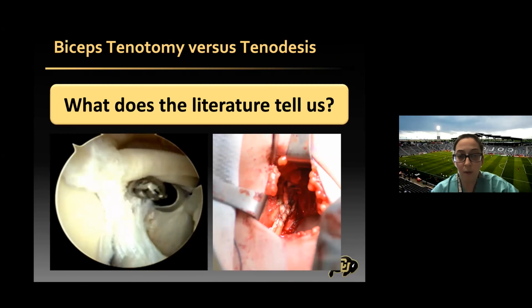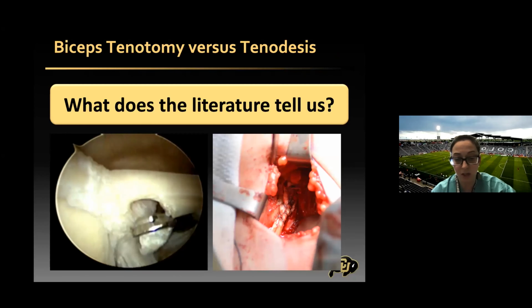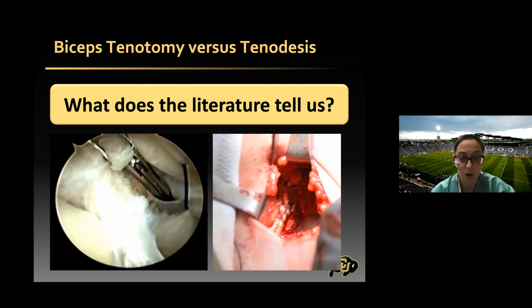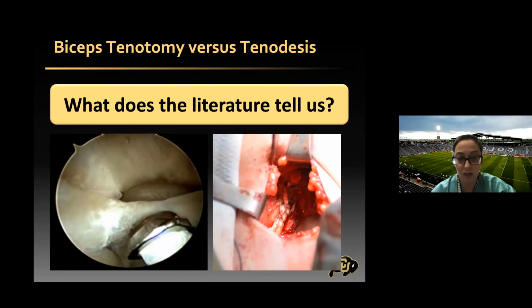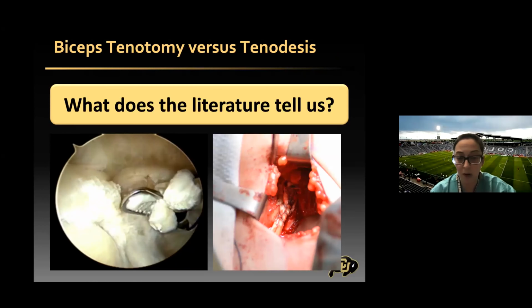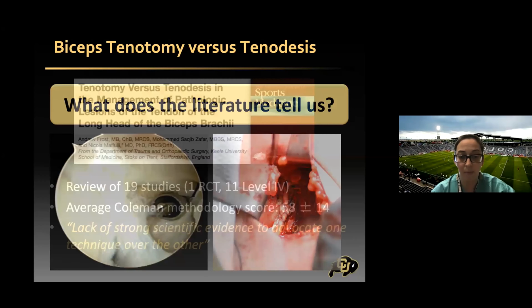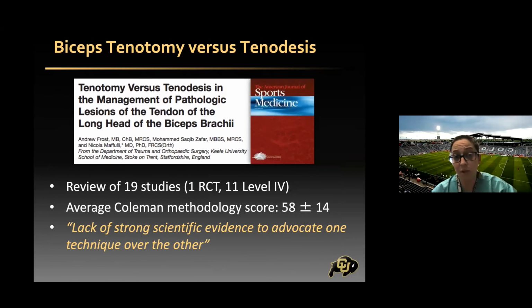What about when we compare tenotomy to tenodesis? Well, this is a tough comparison because not every tenodesis is created equal. When you look at the literature, it's hard to compare tenotomy to tenodesis because tenodesis can be performed arthroscopically. It can be performed through a mini open approach. There's a variety of different ways to do it. So we're not always comparing apples to apples here.